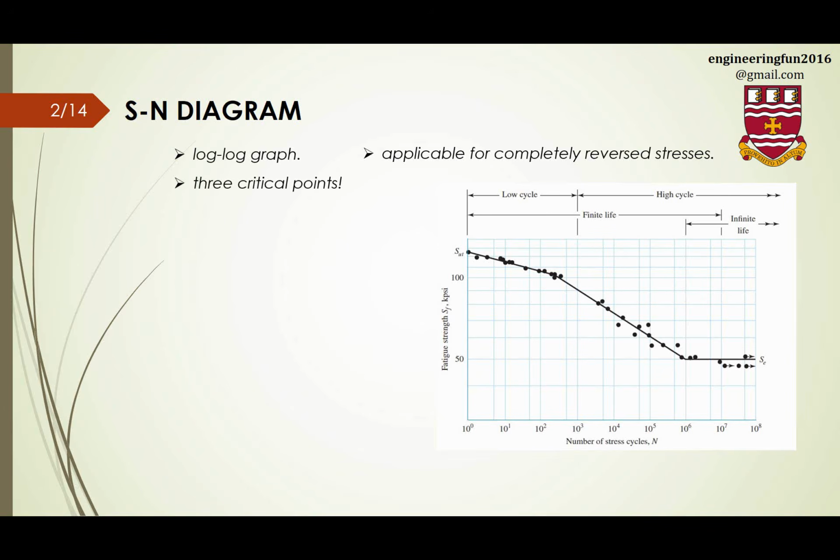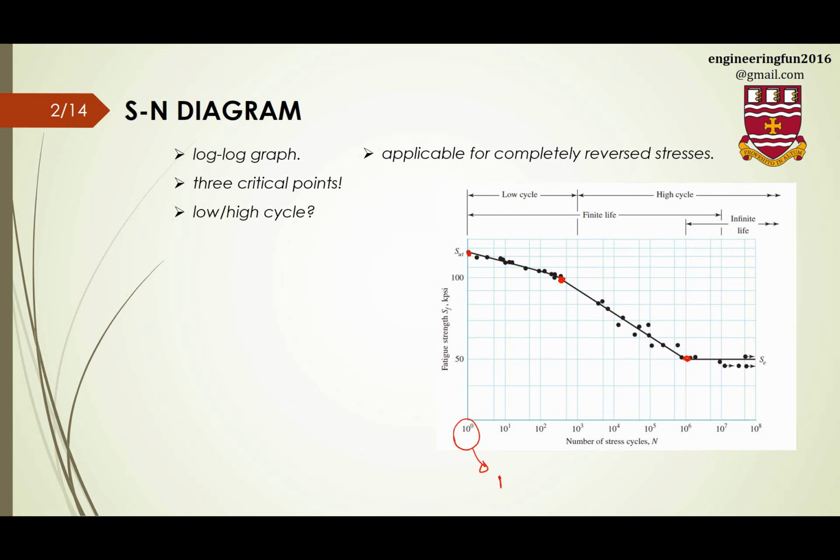There are 3 critical points on this graph. This is the first critical point, when N is equal to 1. We said that's a log-log diagram, so 10 to the power of 0 is 1. The second important point is somewhere here, when the number of cycles N equals 1000. And the third important point is about 1 million or 10 million cycles. These are the 3 important points for us.